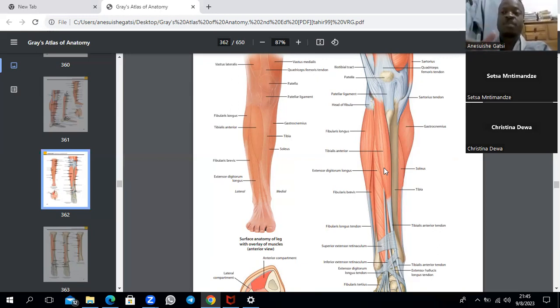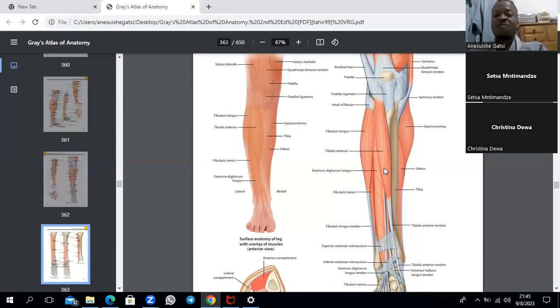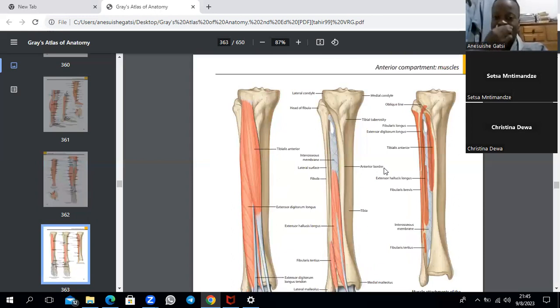So that exposure, if you're having a bone that is bare, which is closer to the skin, contact sport can actually lead to fractures. That's why it's advisable to wear shin pads, right? So when you go and interact with your friends from other faculties, you can educate them.